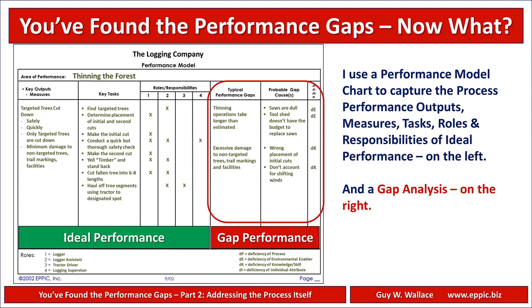You'll see down on the bottom right there, there's four different types. A deficiency of the process itself, a deficiency of the environmental enablers. I mean, if my saws are dull, as this first probable gap cause says, well, that's an environmental enabler. It's got very little to do with the deficiency of the knowledge and skills of an individual or a deficiency of their individual attributes and values. Now, if you look over on the right there, the human assets has awareness, knowledge, and skills. This is what the human brings to the performance party.